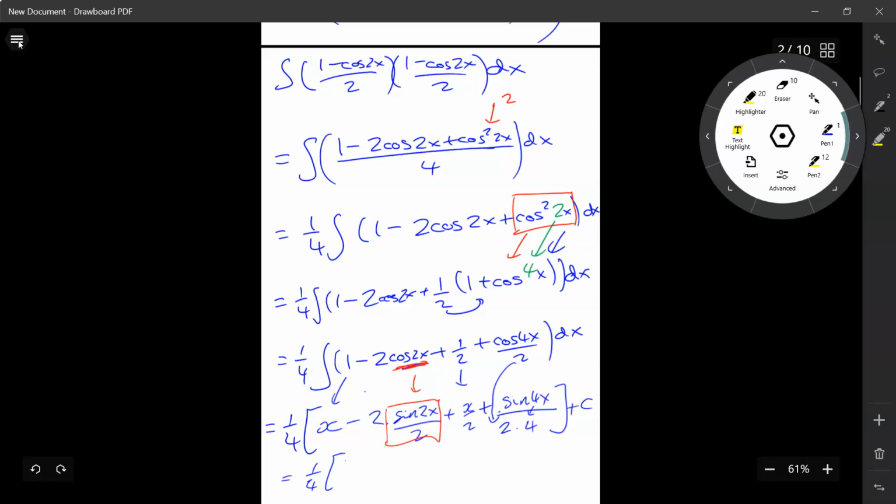I have 3x over 2 because I'm adding x. I'm adding x over 2 to x, so I get 1.5 times x. This one is minus sine 2x because this cancels with that. And this one is plus the sine of 4x over 8, plus your constant of integration.